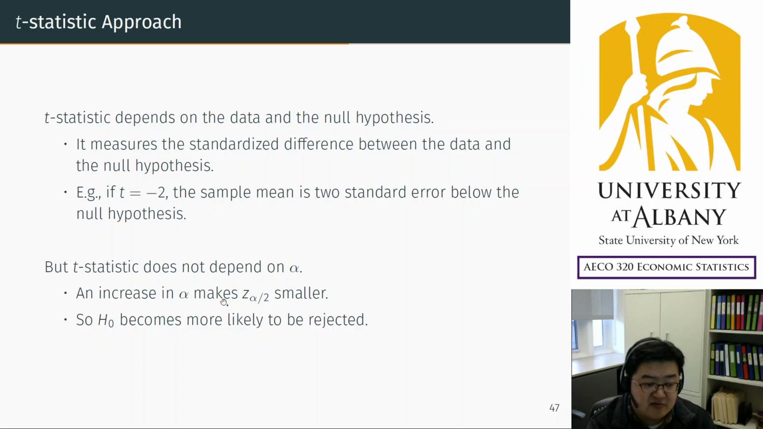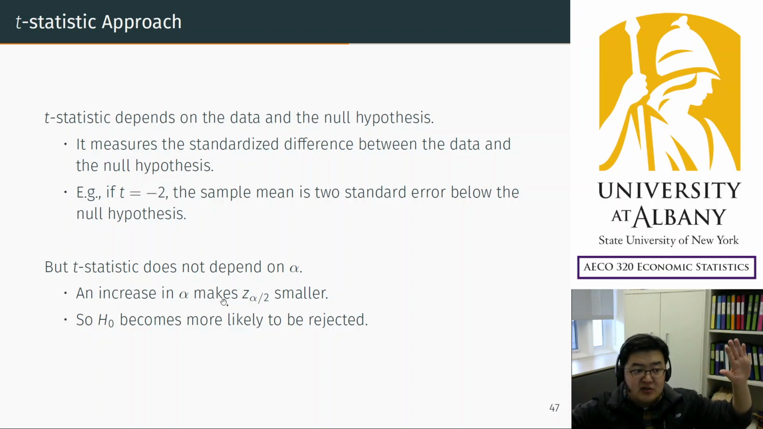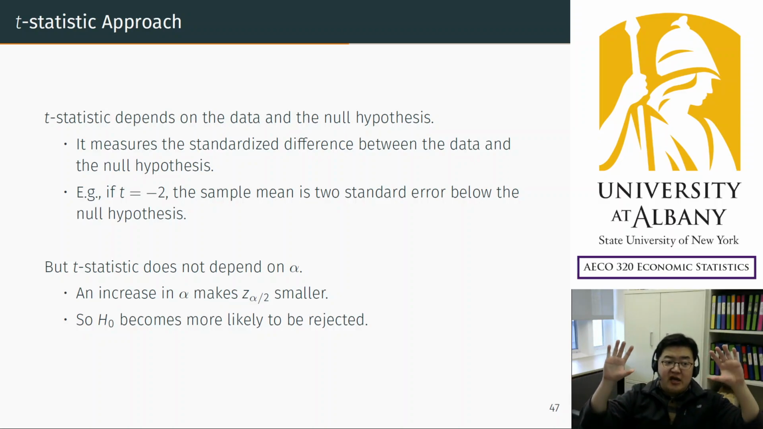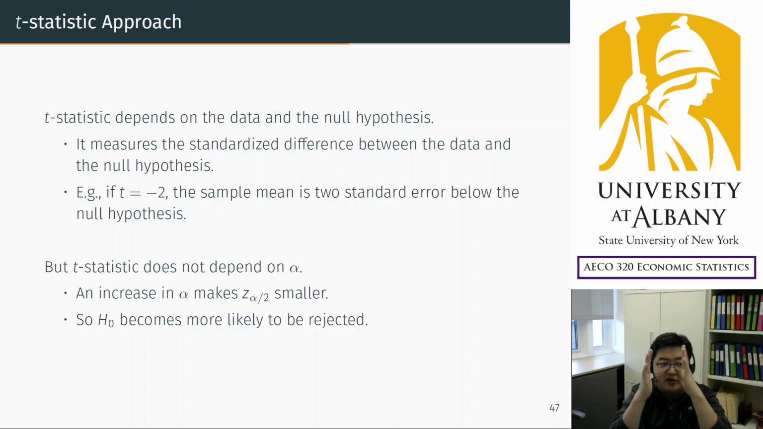If alpha increases, there is more outside. So the tail probability increases, which means the interval must be narrower. So alpha is the tail probability, the outside probability. The higher the alpha is, the smaller z alpha over 2 is, closer to 0. So higher alpha implies more rejections.